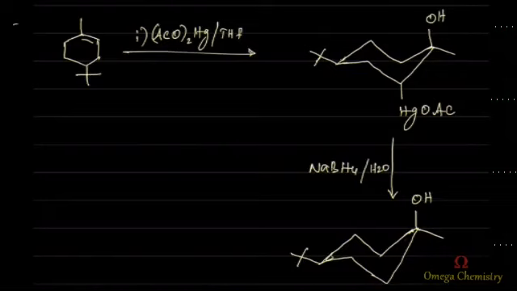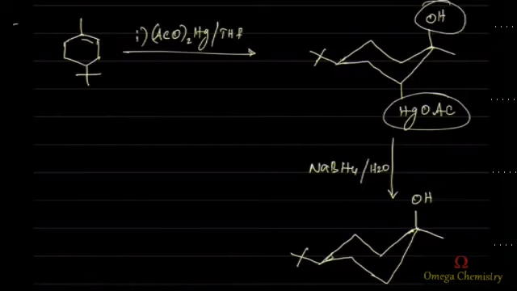Okay, see here we can understand that in the first step, mercury acetate and OH will be added anti to each other, and in the second step, sodium borohydride reduction will happen, and in demercuration, the mercury compound will be removed, and you will get this compound. So the addition will always be trans.